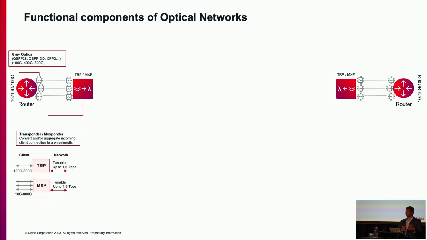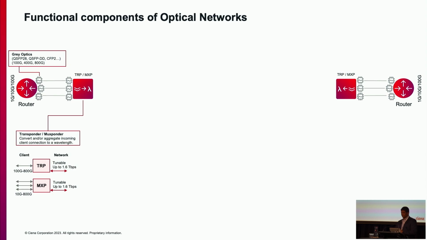A transponder is a device that maps the incoming client signal onto the wavelength directly. A 100 gig client is mapped to a 100 gig wavelength. A 400 gig client is mapped to a 400 gig wavelength. Whereas on the other side, a muxponder is a device which multiplexes various client rates coming from your router onto a single wavelength. A mix of 10 gig, 100 gig, 400 gig, and even 800 gig is mapped onto 1.6 terabit of capacity.